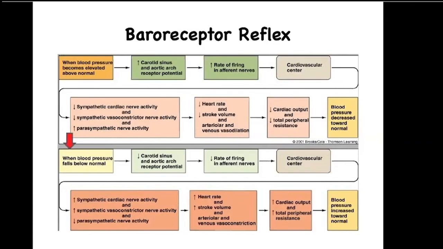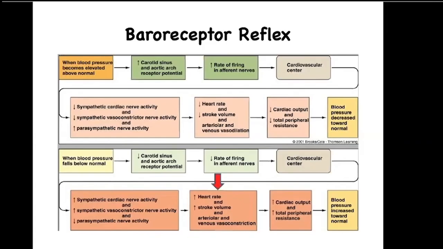Now let's look at the opposite. When your blood pressure falls below normal, keep in mind the baroreceptors are stretch receptors, and so they will stop firing since they are not being stretched. The cardiovascular center then will increase sympathetic input to the heart, both the nodes and the myocardium, as well as to the blood vessels. At the same time, parasympathetic input to the nodes will decrease.